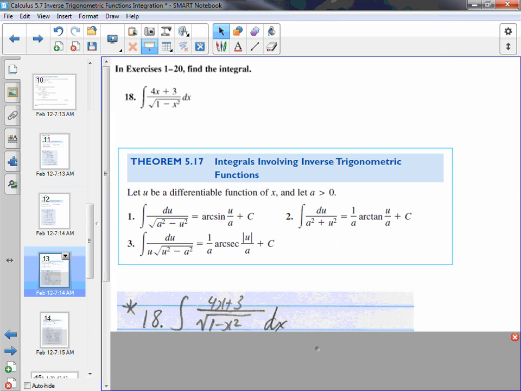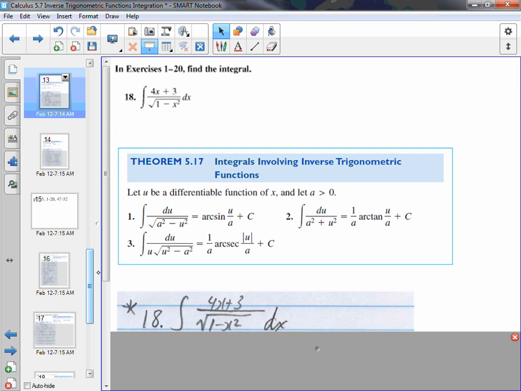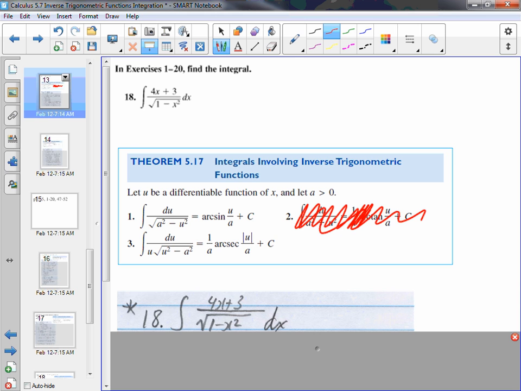18. We have the integral of 4x plus 3 over the square root of 1 minus x squared dx. That didn't really look like any of those to me. I'm going to go ahead and eliminate this one because that one doesn't have a square root sign in it, and our problem does.